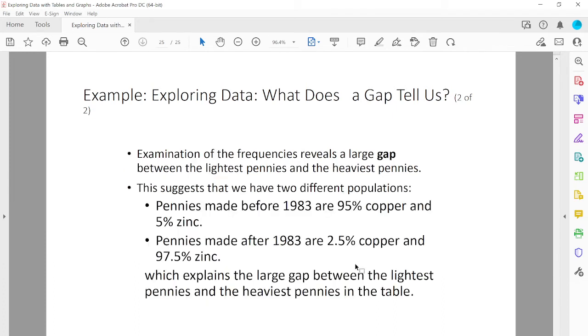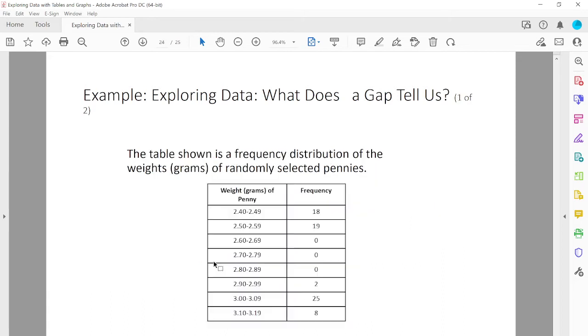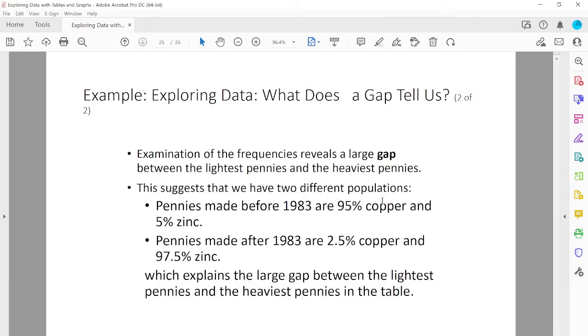So that is possible because pennies made before 1983 are 95% copper and 5% zinc, but pennies made after 1983 are 2.5% copper and 97.5% zinc. So because of their two different time frames, this frequency distribution represents, because here you see the gapping, there is no frequency. That means it's coming from two different times. Okay, so that's about the frequency distribution.